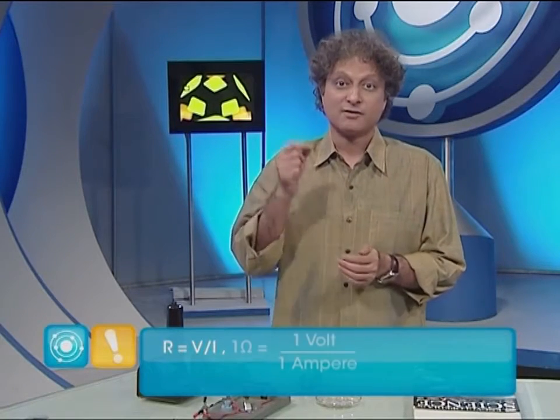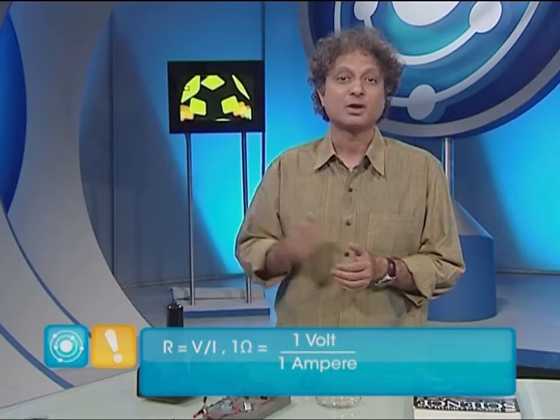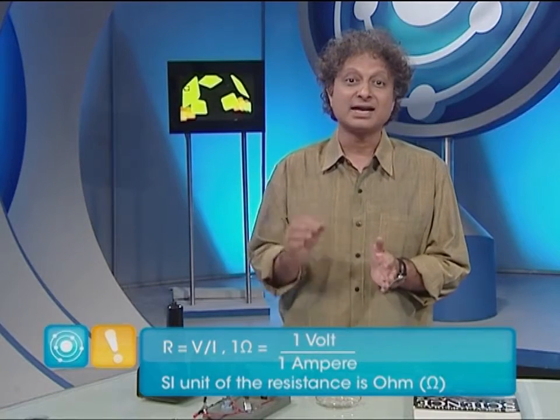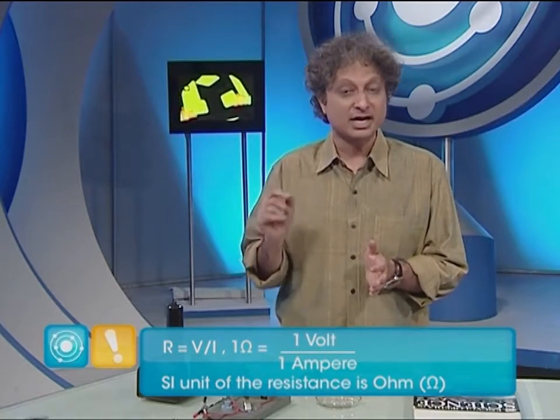When we rearrange the equation to get the value of the resistance, we get R is equal to V by I. Thus, the SI unit of resistance should be the unit of voltage divided by the unit of current. That is, volt by ampere, which is called ohm and is denoted by Greek letter omega. Now we have a student with a query. Let's hear what the question is.